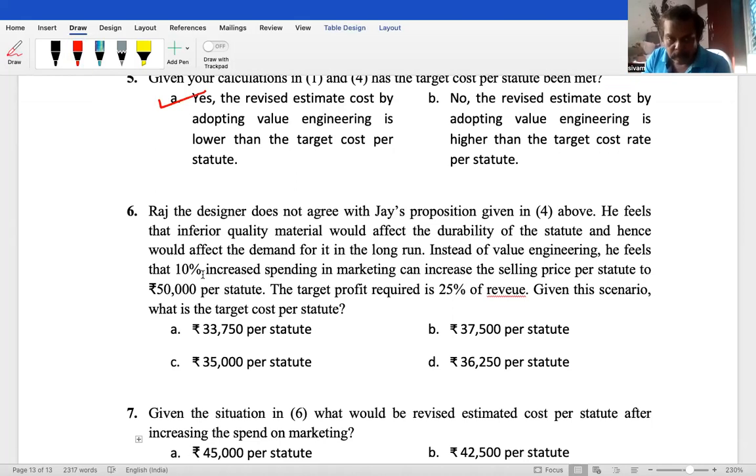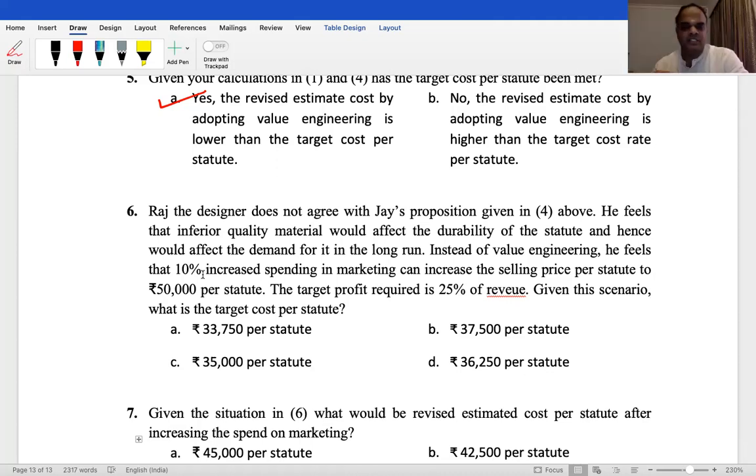Next question. Raj, the designer, does not agree with Jay's proposition given in 4 above. He feels that inferior quality material would affect the durability of the statue and hence would affect the demand for it in the long run. Instead of value engineering, he feels that a 10% increase in spending on marketing can increase the selling price per statue to rupees 50,000 per statue. The target profit required is 25% of revenue. Given this scenario, what is the target cost per statue?